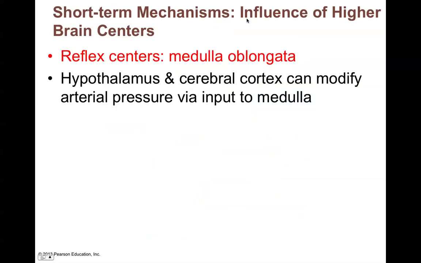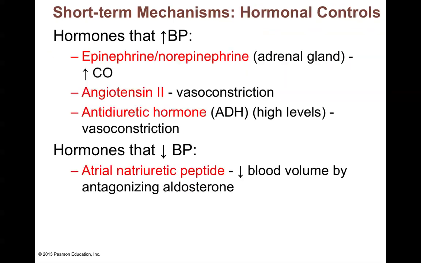Short-term mechanisms: this is the influence of higher centers. We have reflex centers in the medulla oblongata. The hypothalamus and the cerebral cortex can actually modify arterial blood pressure via input to the medulla. This is when we think about someone that is a type A personality or you're under a lot of stress. It can actually increase your blood pressure.